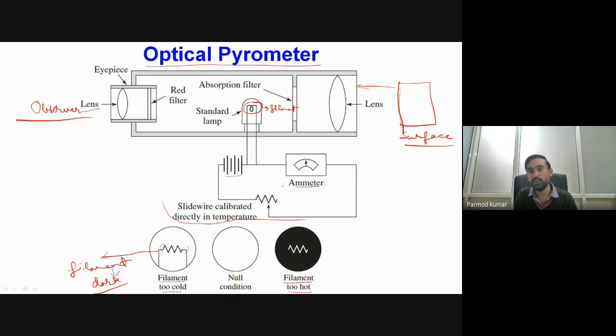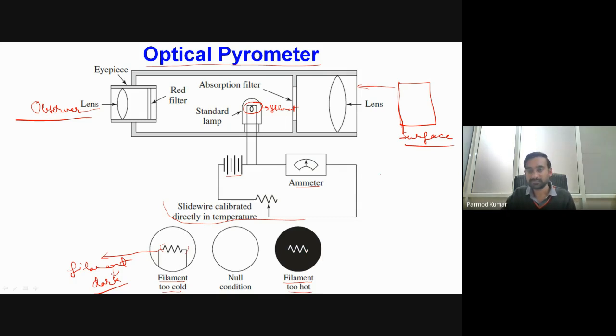So what we can do, we have to keep on varying the power until we find the transition from cold filament condition to hot filament condition, okay. When we obtain this particular transition, we can say that our surface has the temperature equivalent to the temperature where we have the transition from the dark appearance of the filament to the brighter appearance of the filament, okay.